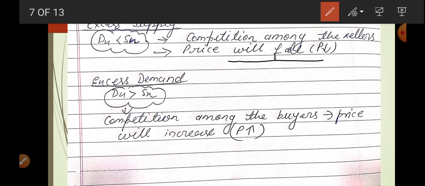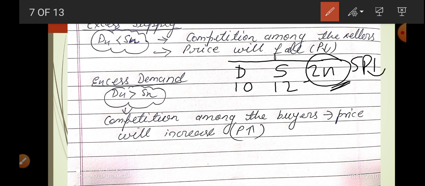Okay, suppose there is demand of 10 and supply of 12, so there are 2x that is unsold. So now sellers have to decrease the price to wind out this extra supply, to eliminate this extra supply.